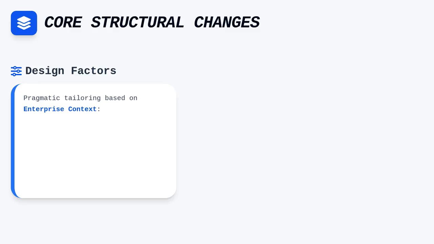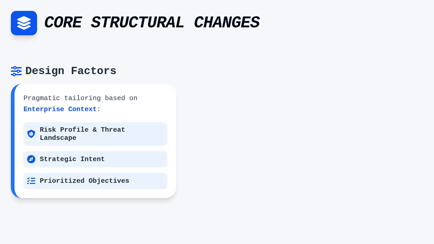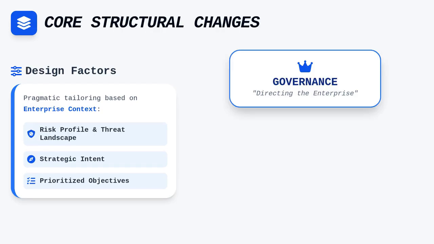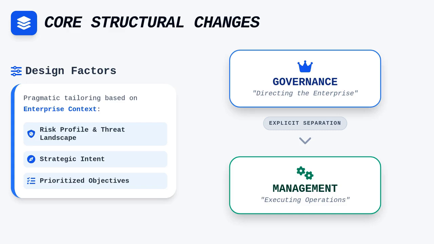Understanding the core structural changes in the latest release requires us to look at how terminology and design factors work in tandem. The introduction of design factors provides a pragmatic way to tailor the governance system to the specific context of an enterprise, such as its risk profile, threat landscape, and strategic intent. Instead of inheriting a generic set of objectives, you now use these factors to prioritize what actually matters to your specific organization. Furthermore, the architecture now explicitly separates the governance system from the management activities, clarifying who is responsible for directing the enterprise versus who is responsible for executing the operations.